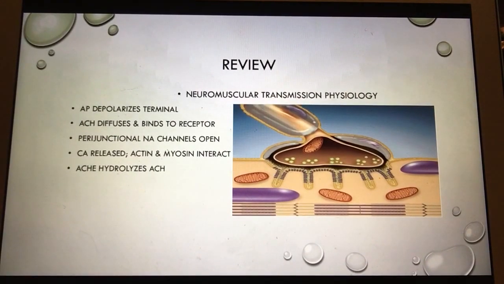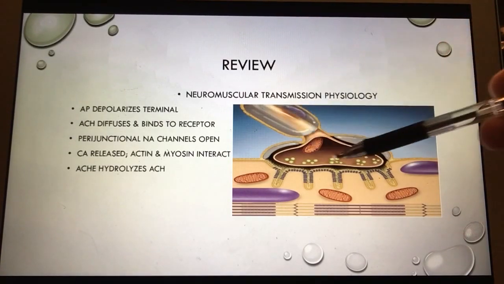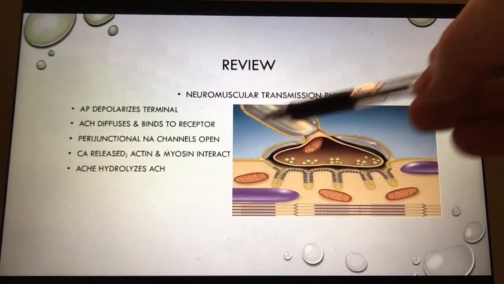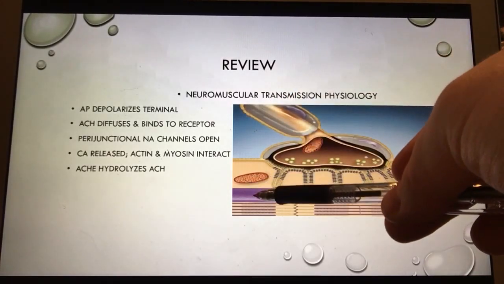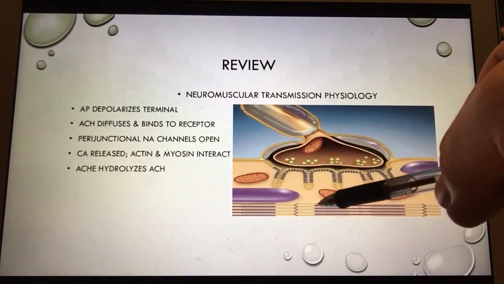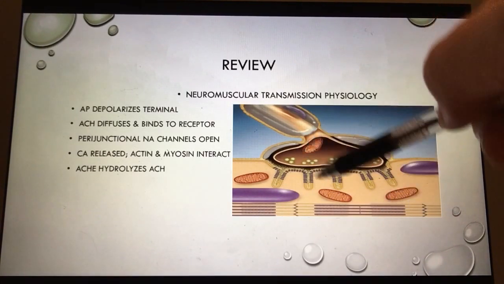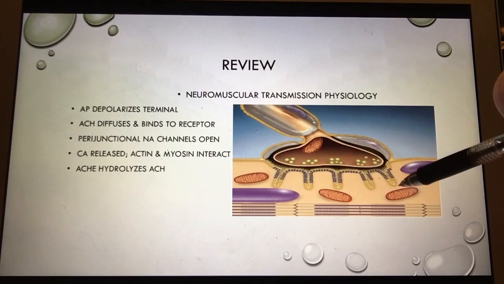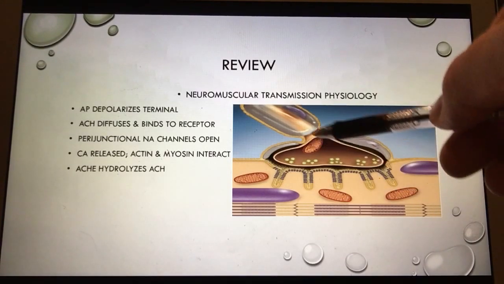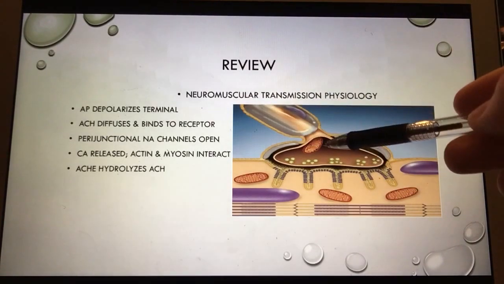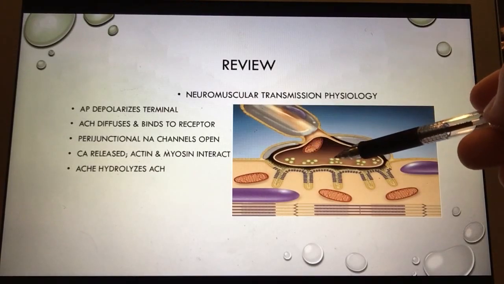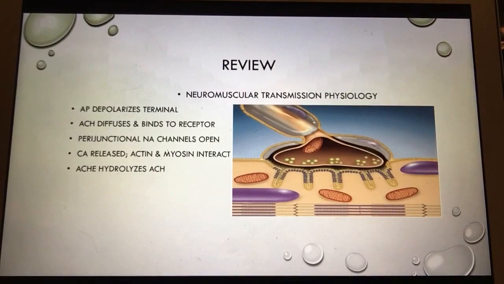So here is a picture of the neuromuscular junction. You have your motor nerve fiber right here. Then you have your muscle fiber right here. This is your actin and myosin complex. You can see mitochondria within the muscle fiber and the axon. You have also got transmitter vesicles right here. These vesicles contain acetylcholine.